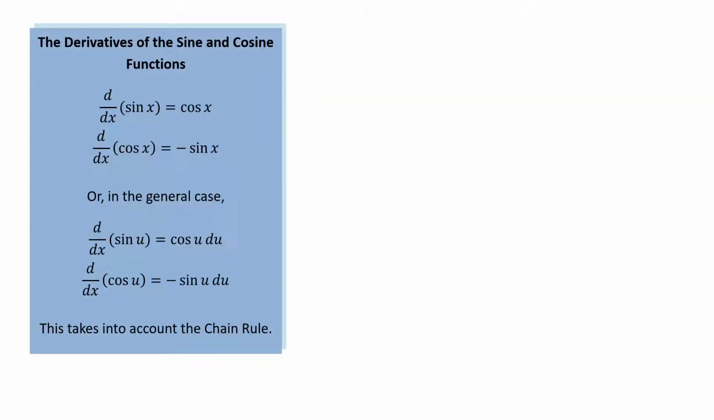And so here we have the two derivatives. Or in the general case, we use u's, and then we get cosine u du, negative sine of u du. That's the chain rule in play there. So whatever we have on the inside, we'll have to multiply by the derivative on the outside. And whatever we have on the inside of the trig function will not change inside the trig function. That's the deal with the chain rule.